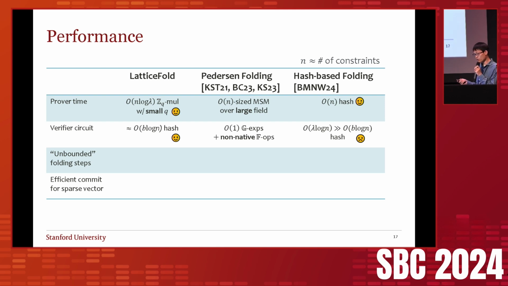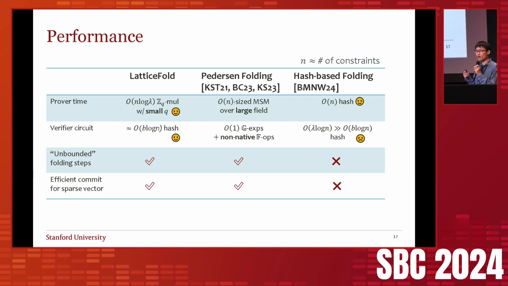Finally, I want to mention two advantages of using LatticeFold over this hash-based folding scheme. The first is that LatticeFold allows you to fold for an unbounded number of steps. In a hash-based folding scheme, you have to fix some constant beforehand, and if you fold for more than that number of steps, there will be a concrete attack that breaks the security of the scheme.